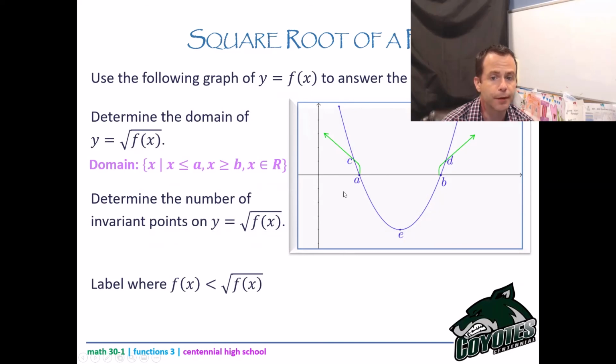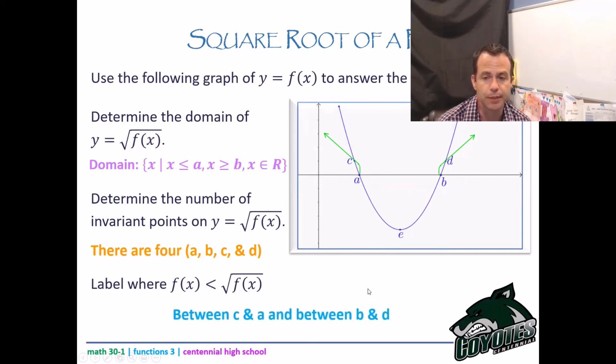Determine the number of invariant points on y equals f of x. Well, I'd have 4 and they would be at a, b, c, and d. And then label where the original graph is less than the square root graph. Well, that would be from C to A and from B to D. Okay, so between C and A and between B and D.